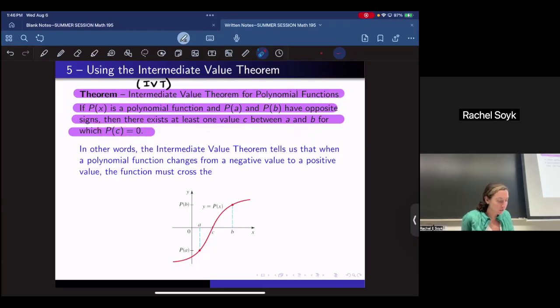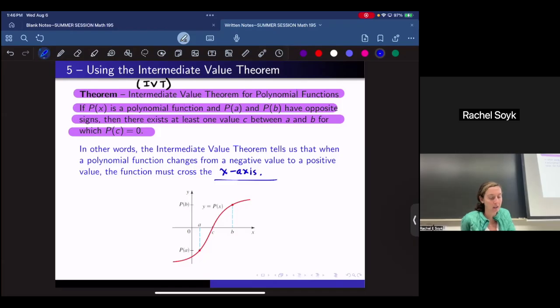Sounds a little bit confusing, but in short, what does that mean? That just means when your function changes from a negative y value to a positive y value, it must cross the x-axis. And I think there's a typo here. This wasn't finished. So it must cross the x-axis.